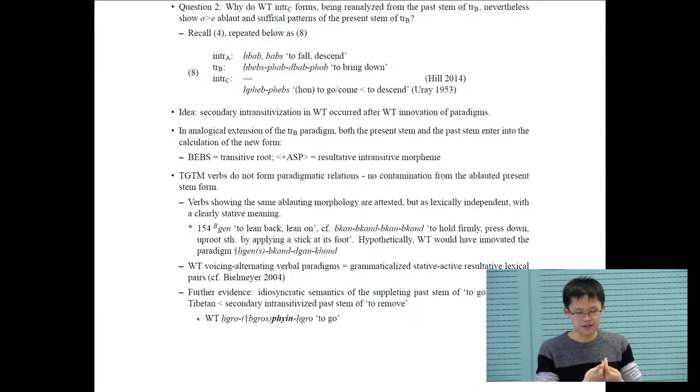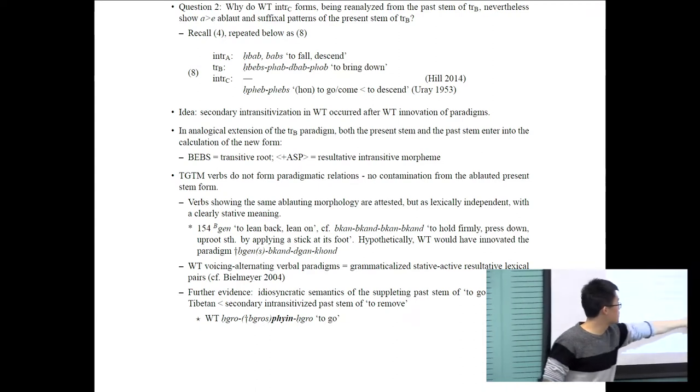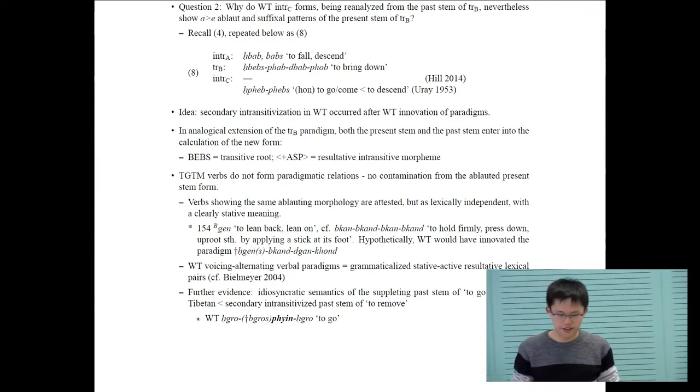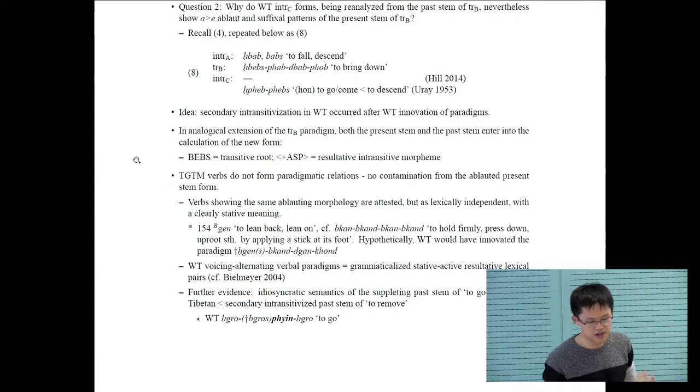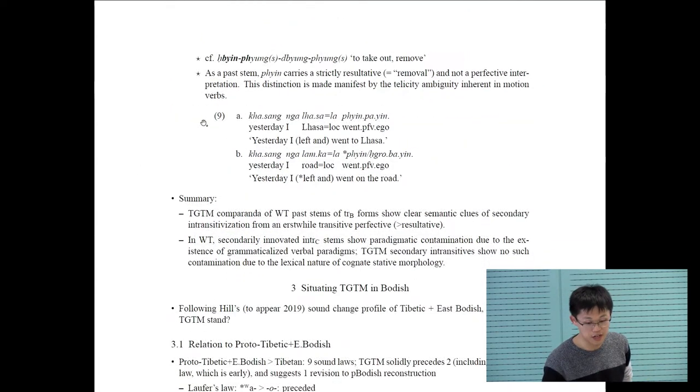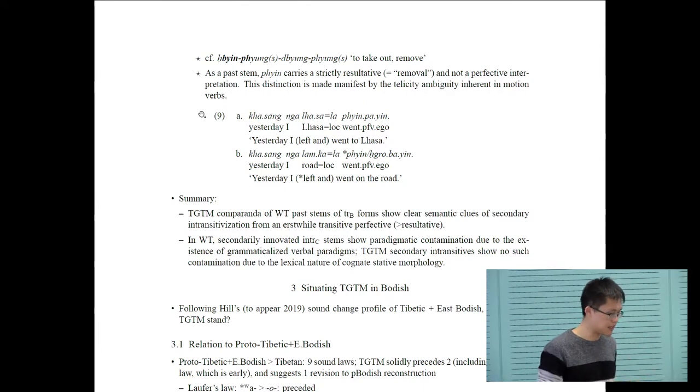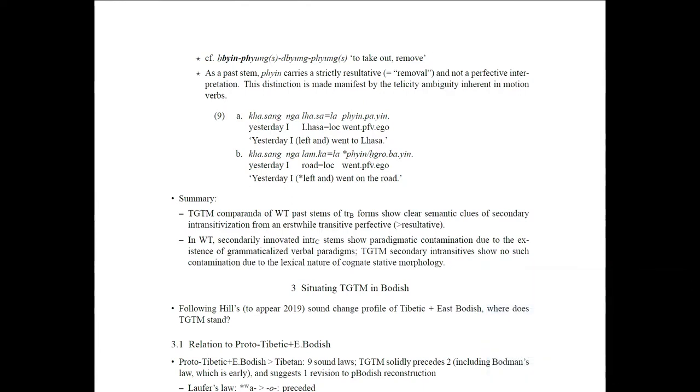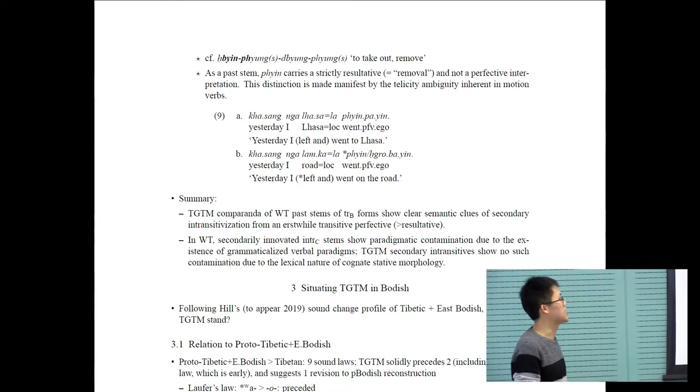So basically the conclusion here would be that the written Tibetan voice alternating verbal paradigms are grammaticalized stative active resultative lexical pairs, and there's a piece of further evidence in the idiosyncratic suppletion of exactly this paradigm, to go. This form is in fact a secondarily intransitivized past stem of to remove, and this is actually still shown in its semantics, because this suppletive past stem of to go only means removal go. So you can only say I left and went to Lhasa with this past stem. You cannot say I went on the road with this stem.